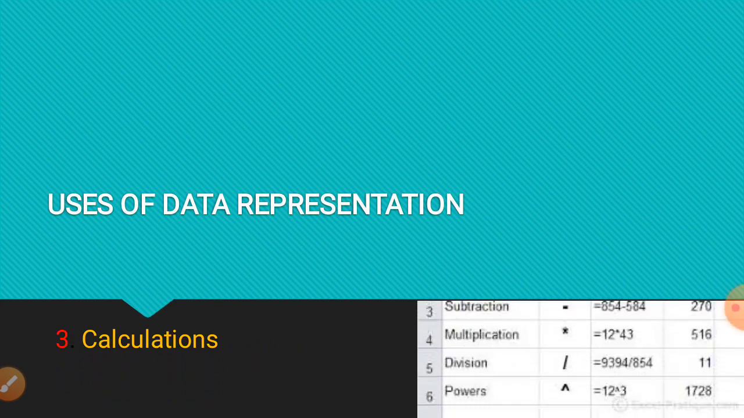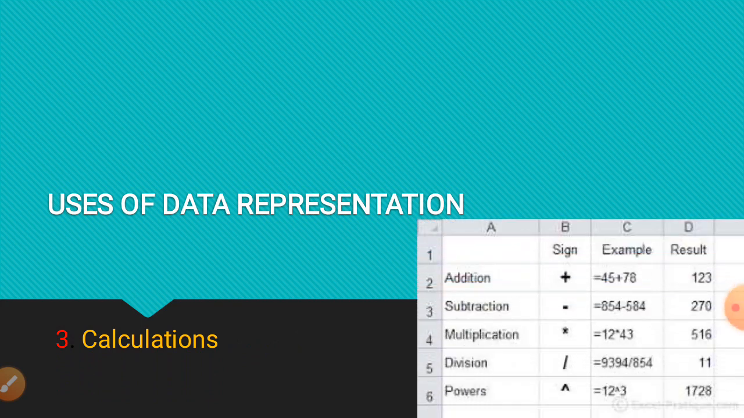Another use of data representation is calculations. You can see the picture, the way these data are being presented and being used for calculation. You can see, for example, addition 45 plus 78 gives us a result of 73. So calculations is one of the uses of data representation.